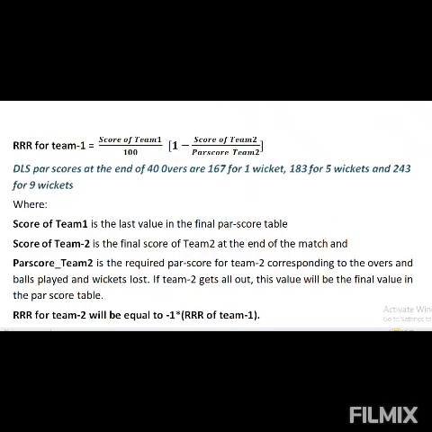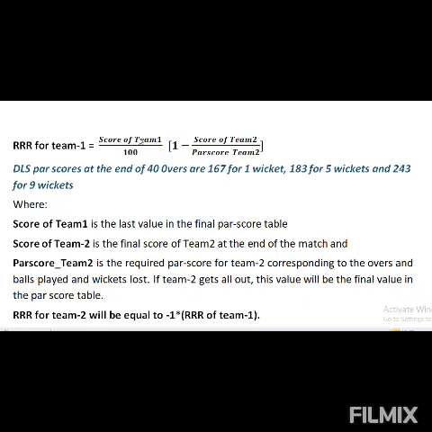Let us consider the same example we considered earlier. That is, team 1 scoring 250 runs in 50 overs and team 2 winning that match by the end of the 40th over. So when you apply this formula, this value will be 250. You can directly take team 1 score, or you can take the last value of the par score table. That also will be 250.